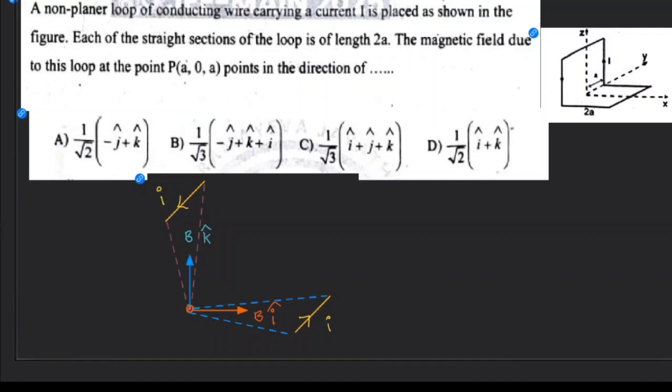Next question is from magnetic field. A non-planar loop of conducting wire carrying a current I is placed as shown in the figure. Each of the straight sections of the loop is of length 2a. The magnetic field due to this loop at the point P (a, 0, a) points in the direction of. So this will act as a semi-infinite wire, and this is semi-infinite.